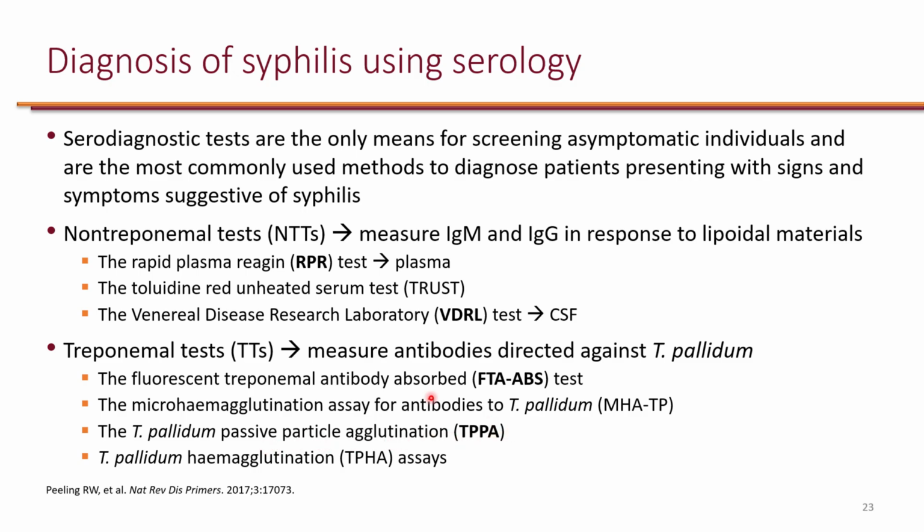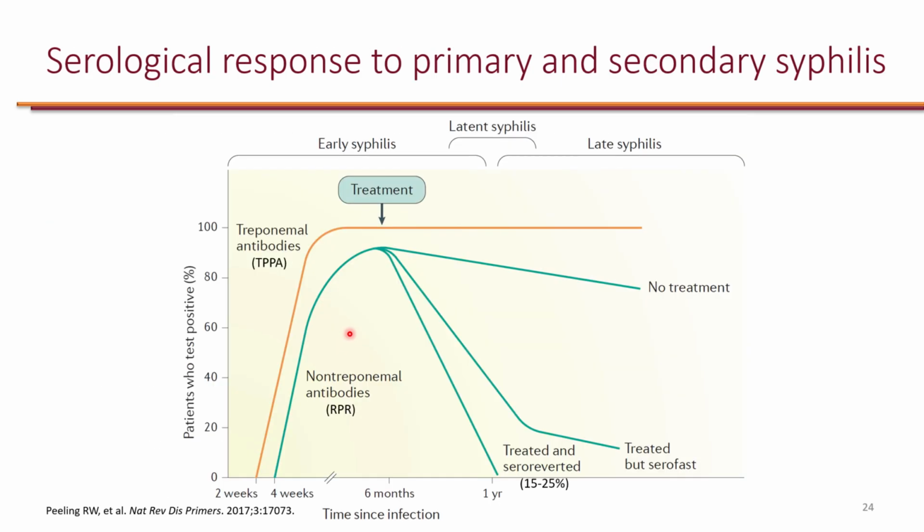So one thing to keep in mind is what happens with this serology. Here on the x-axis we're looking at time, and on the y-axis we're looking at what percentage of patients test positive. I can see that sometime between 4 weeks and 6 months is when non-treponemal tests become detectable, so RPR for example, as well as treponemal antibodies, so TPPA.